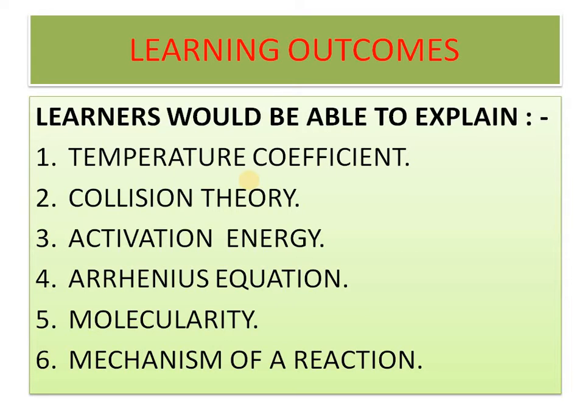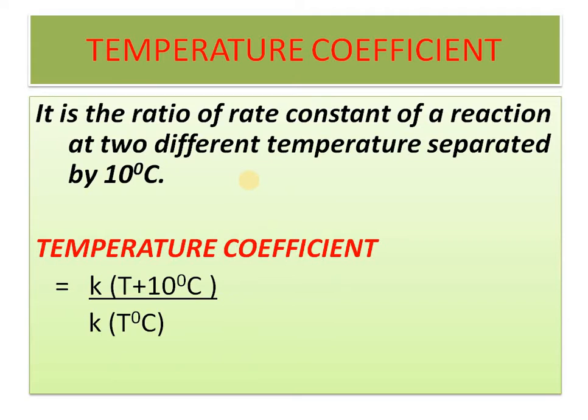You will be able to explain about temperature coefficient, collision theory, activation energy, Arrhenius equation, molecularity and mechanism. First, start with temperature coefficient: it is the ratio of rate constant of a reaction at two different temperatures separated by 10 degrees Celsius. As you know, as temperature increases, the rate of reaction increases. Actually, what is increasing is K, it is increasing with temperature. Rate also, because rate depends on K also.